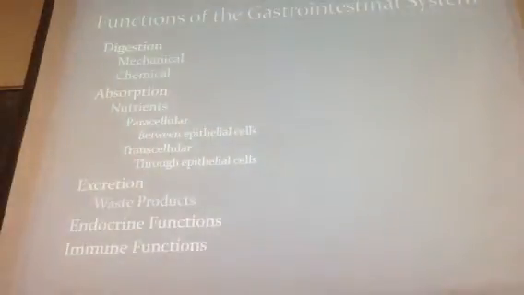We need to excrete waste products, right? We cannot digest everything that we have. There are some things that are non-digestible, so we have to pass that through. It has endocrine functions, meaning that's cell signaling through hormones, right?